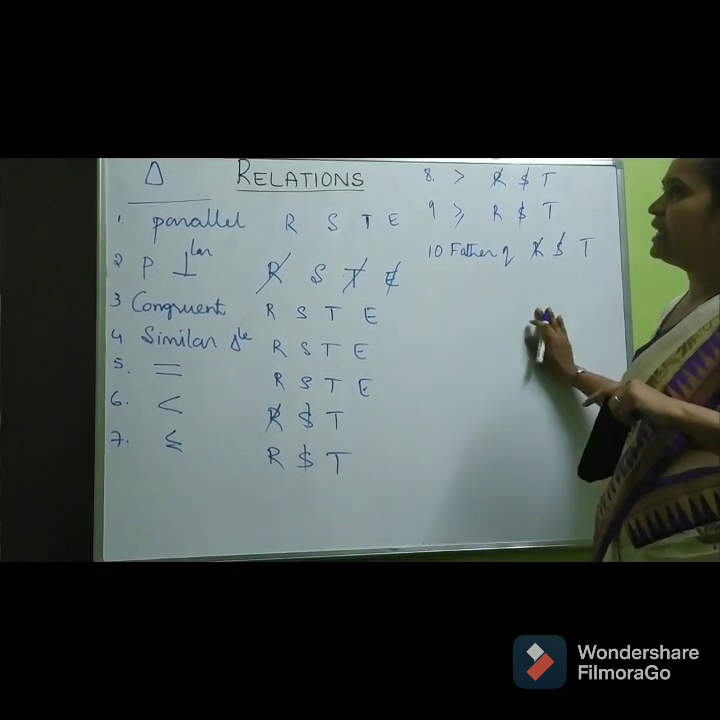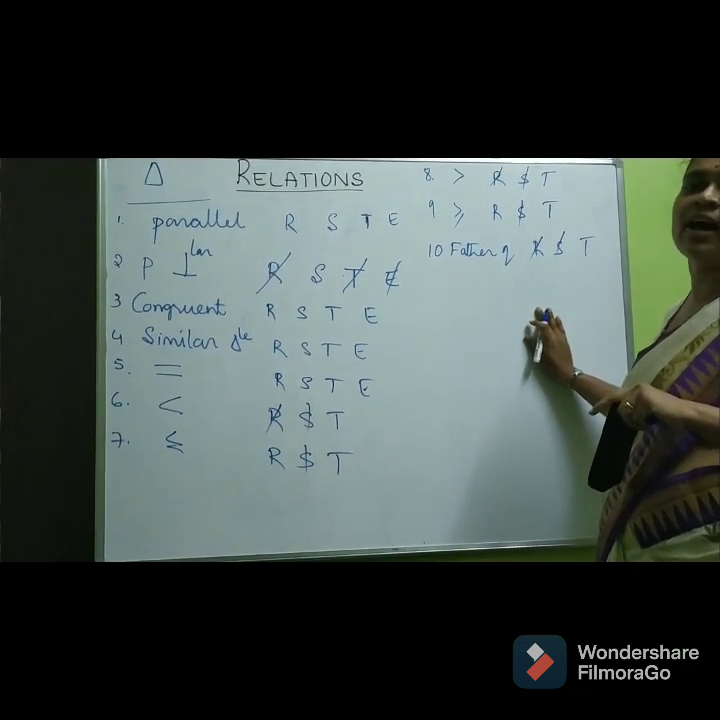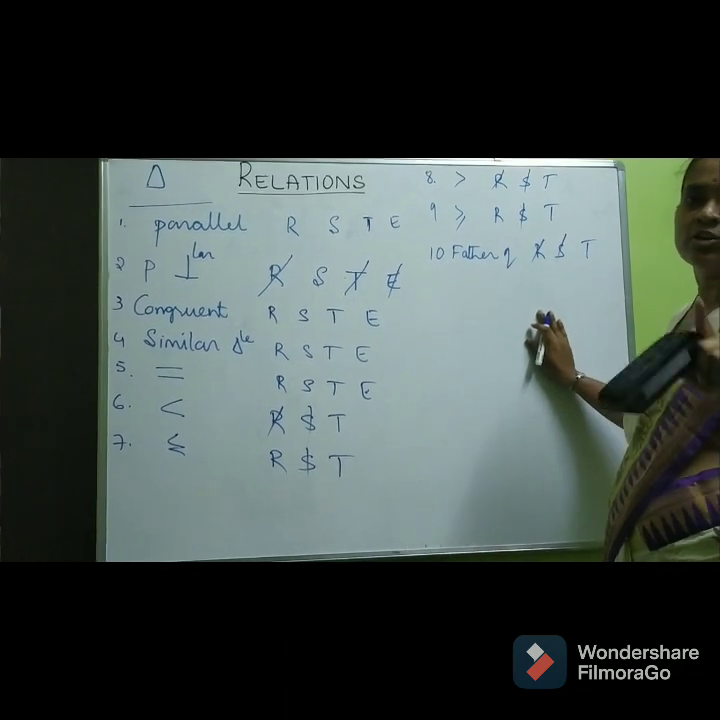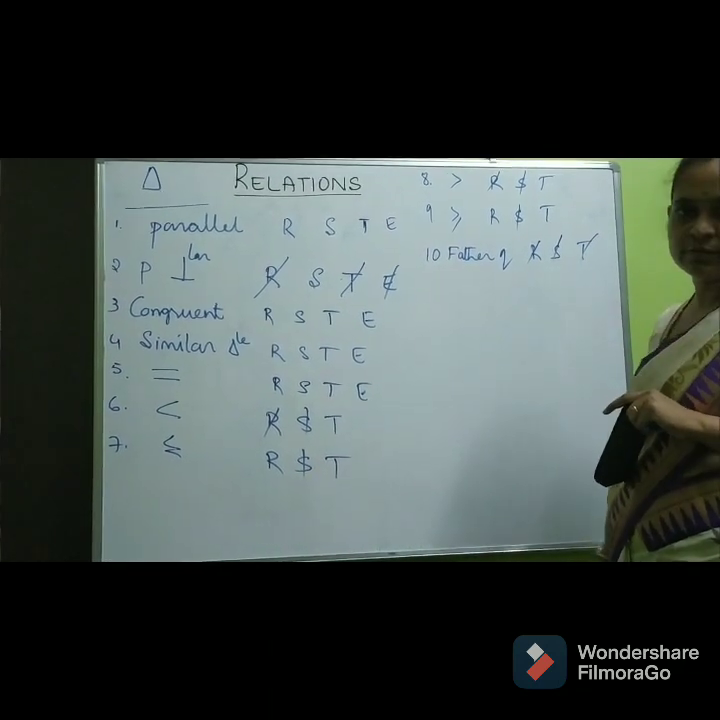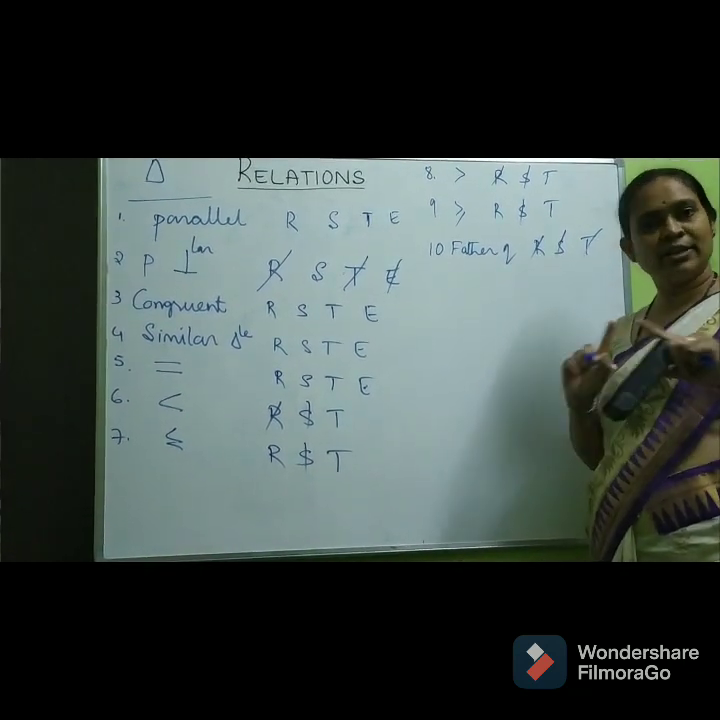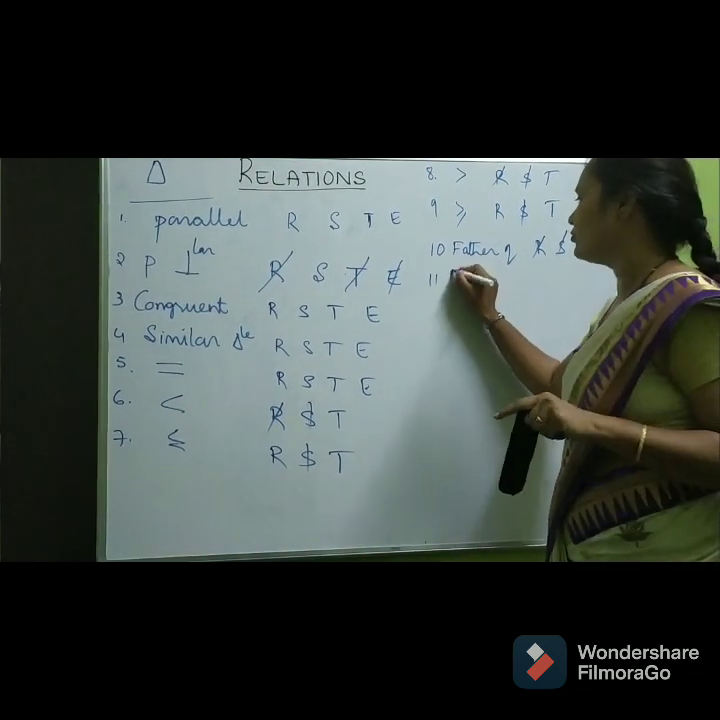Why? If Raghav is father of Lakshman, and Lakshman is father of Sita, Raghav will become what? Grandfather, not father. So it is not transitive. Father of relation is neither reflexive, nor symmetric, nor transitive. Same discussion for mother of.